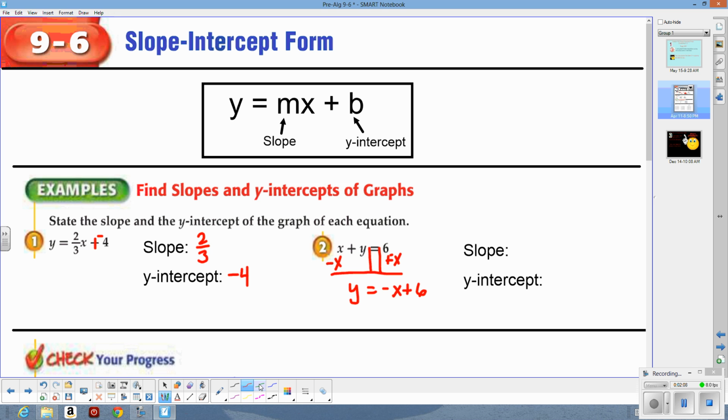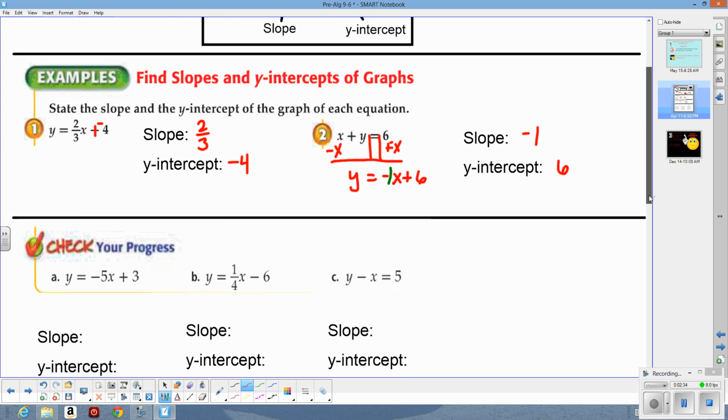Now the slope is the number in front of x, or the coefficient of x. Since there isn't a number there, it's a 1. So that means the slope is negative 1, and the y-intercept is this piece right here. And since it's a positive, it's going to be just 6, since it says plus 6.